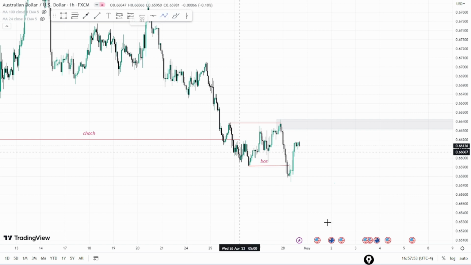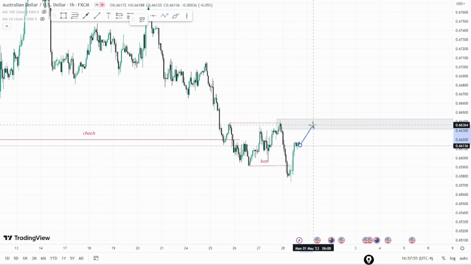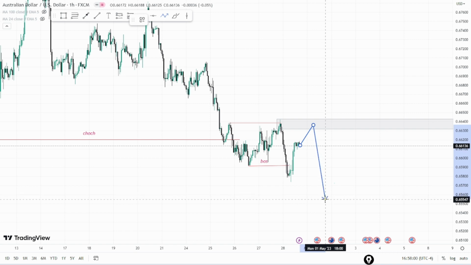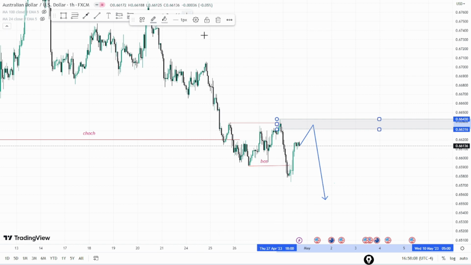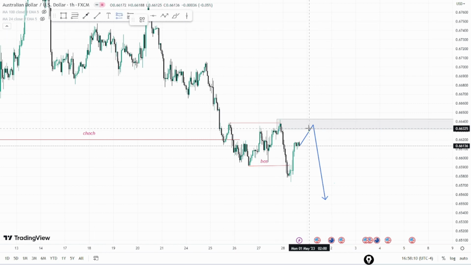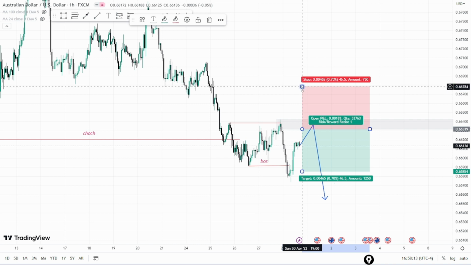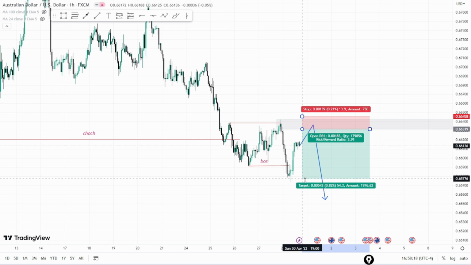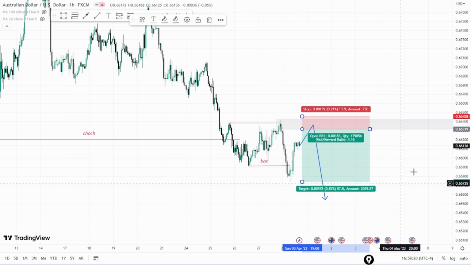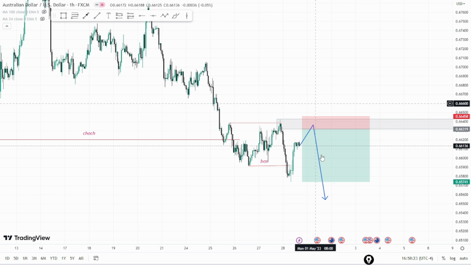This is what I'm expecting to see happening, something of this nature. All right. This is what I'm expecting to see happening, and this is where I will take my trade from, right? And I will put my stop loss just above this order block, and I will put my first take profit right there.